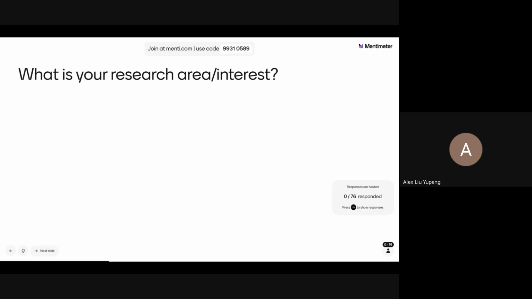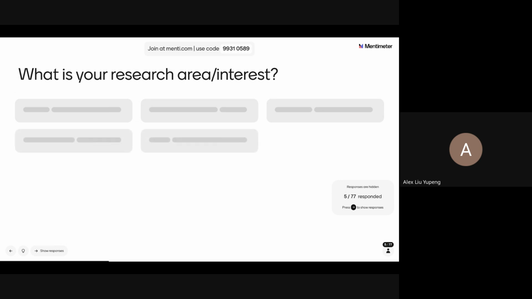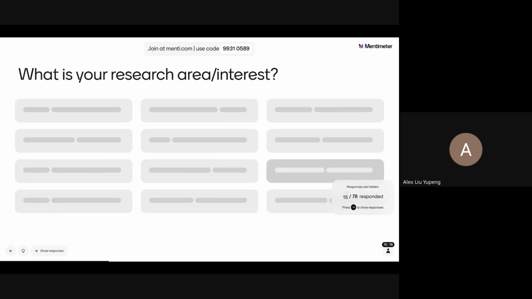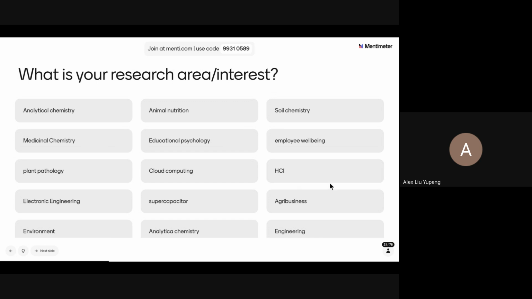The next one is, what's your research area or research interest? Can you share a little bit about what topics, what research domain you are working on? You're working on engineering, science, medicine, social sciences, and what specific subjects, if you can talk about it a little bit. Yeah. Hey, thank you so much for your participation. While you are still typing, let's just quickly have a look.